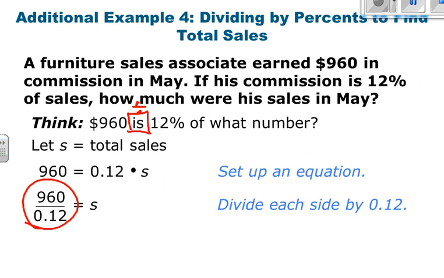So 960 is what percent? Sorry, is 12% is what number? And so we divide that away. And we get S is 8,000.